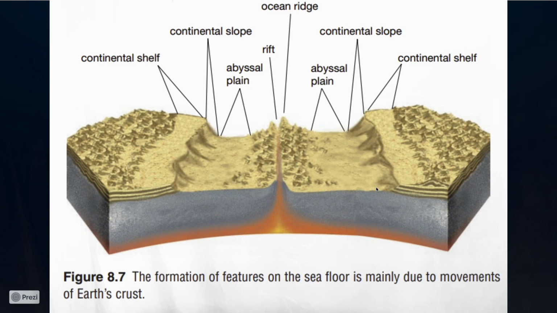Ocean ridge, which is a long mountain range on the seafloor. You can see it right in the middle. The continental slope is a deep slope on the seabed, which connects the continental shelf and the sea floor.